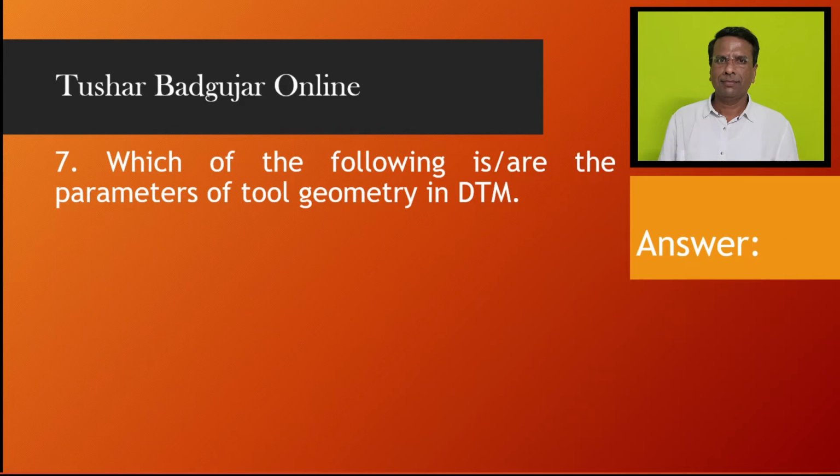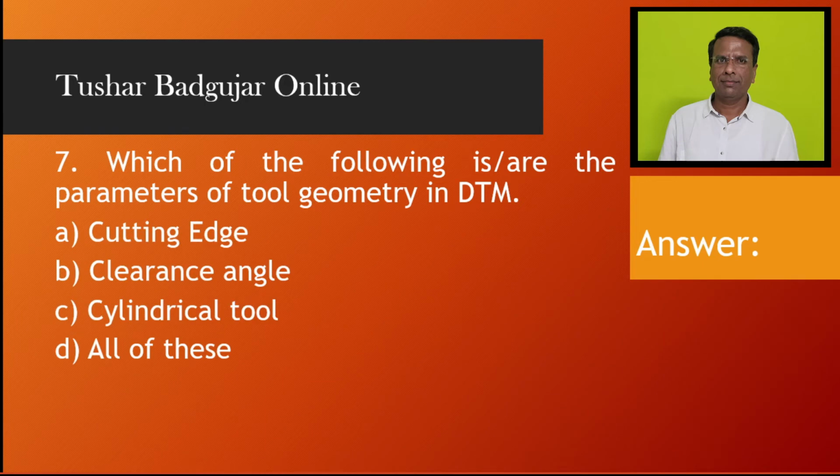Which of the following is or are the parameters of tool geometry in DTM? Cutting edge, clearance angle, cylindrical tool, all of these. And the answer is D, all of these. All these are parameters of tool geometry.